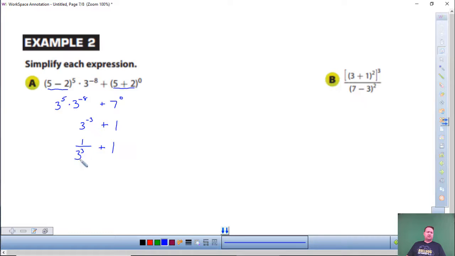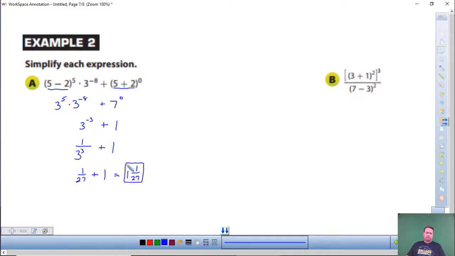And 3 to the 3rd is 27. So this is 1 over 27. That's just a fraction. Not a big deal. Nothing to be scared about. And when I take 1 over 27, that's 1/27 plus 1. My final answer is just going to be 1 and 1/27, and that's all it takes.